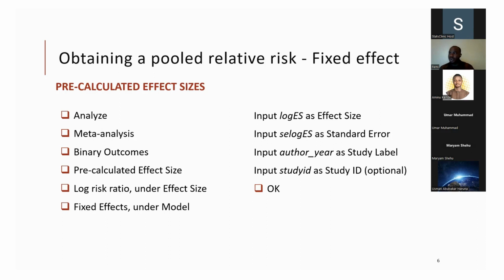So when you open it, you will see different boxes requiring different information. All of the boxes will be empty in the initial phase. You will see effect size, you will see standard error or variance, you will see study ID, and you will see study label. Can we all see that?